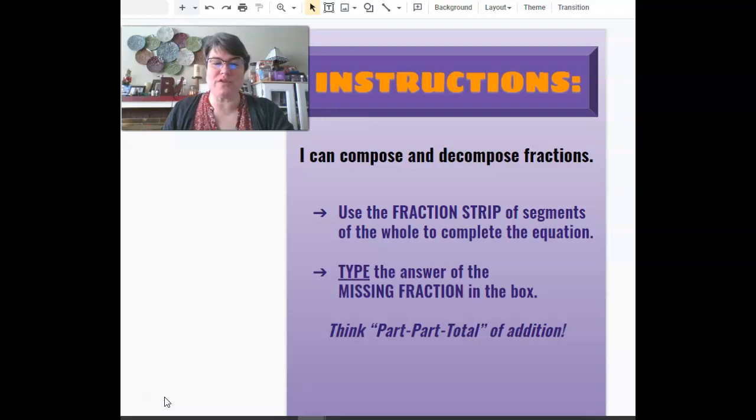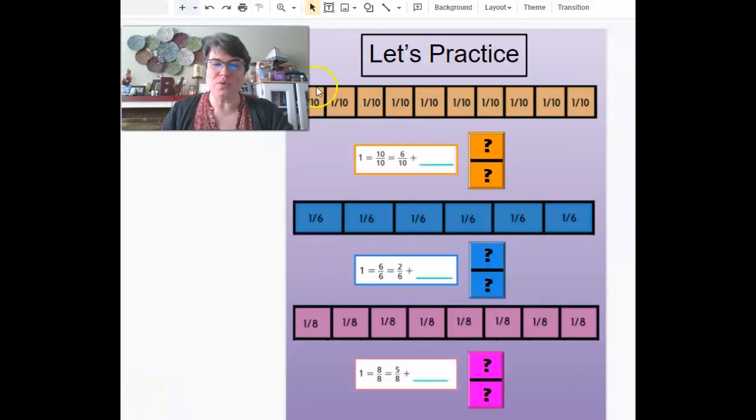Think like you would for part, total, and addition. That's what's happening with this problem. So look at our slide. You notice our first problem is about tenths. So I have a fraction strip here, and each unit is labeled as 1/10. Notice my math statement. The whole fraction strip is the same as 10/10.